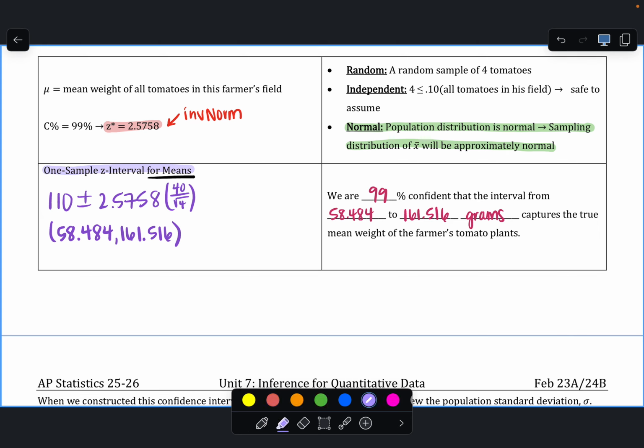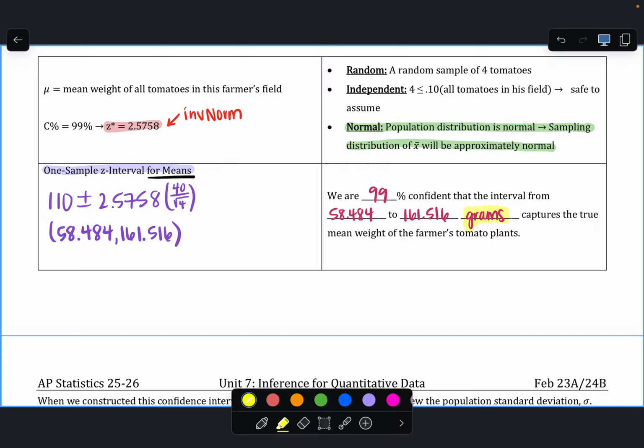The one addition to our conclusion, because the stem should be exactly the same. We are blank % confident the interval from blank to blank captures whatever. In the whole idea of collecting a number, it is going to have a unit. You're measuring how tall someone is. You're measuring how many caffeinated drinks they have in a day. You're measuring how many AP classes they're in. That has a unit attached to it. So whenever you write out these conclusions, make sure that you include the unit within it.